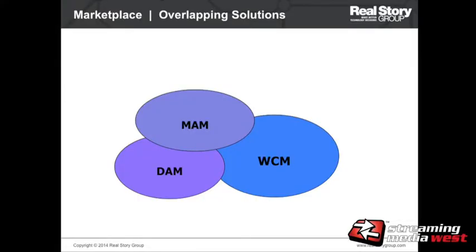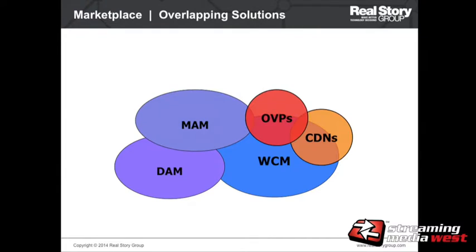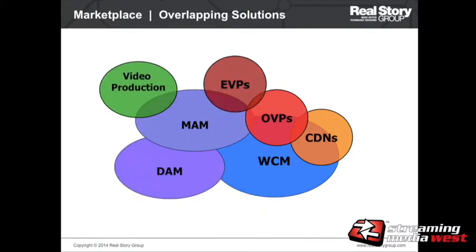Then we have this whole slew of technologies called media asset management systems who handle more longer form video. Then we have CDNs to help the delivery of video. We have online video platforms, things to help deliver the video over the web specifically. And we have enterprise video platforms, and we have a whole set of video production technologies. So lots of technologies, but the tricky part is the overlaps. There's a lot of common functionality being offered among these marketplaces, and it can be very confusing about which direction to turn.